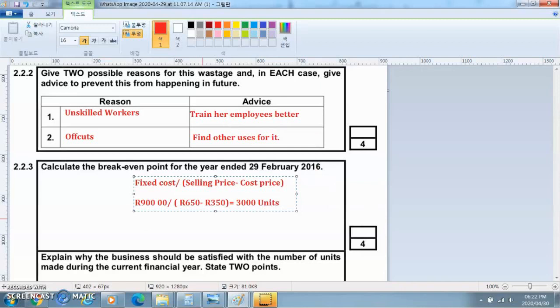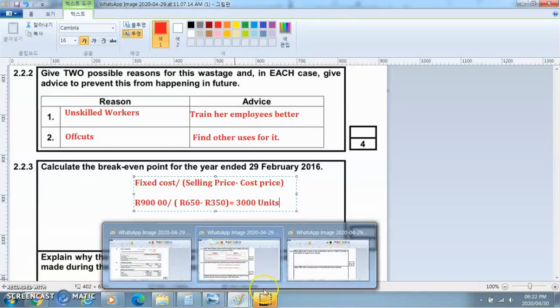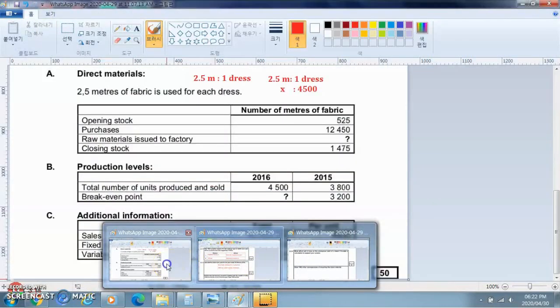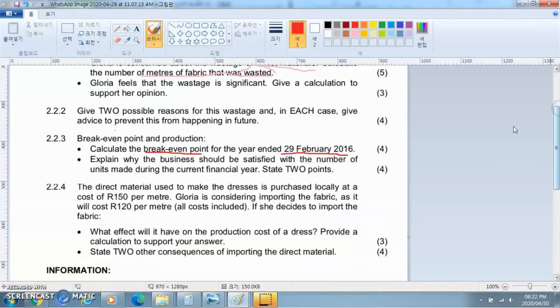So this is our break even. They said we need to calculate what? The break even. Let's see if it's the break even point in rands or break even point in units, because that's also one other important thing. Here they didn't specify, they just said break even point. So we just came up with the break even point as per the unit. Okay, so now we have the second question here.